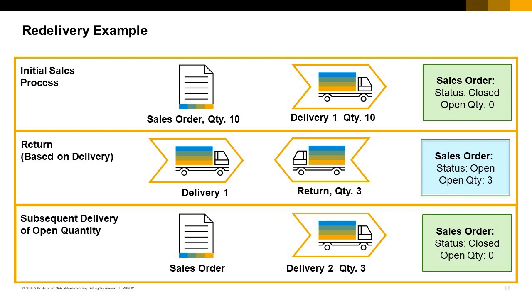There was a problem with 3 of the laptops. The delivery was referenced to create a return for a quantity of 3. The user chooses to reopen the sales order so that the quantity of 3 can be redelivered. A subsequent delivery is created from the original sales order. The open quantity of 3 is delivered, so the sales order is automatically closed and the open quantity on the sales order returns to 0.